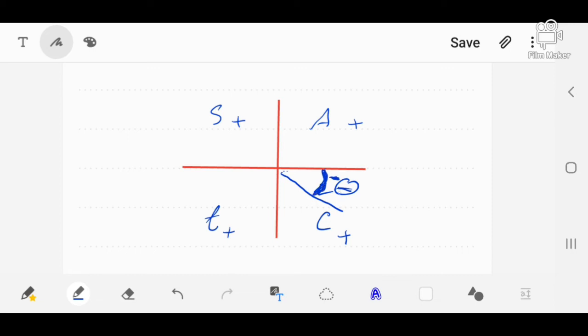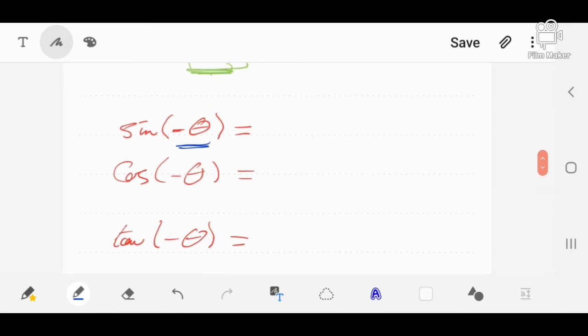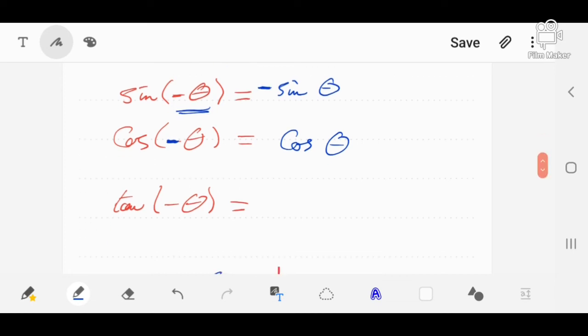Now in the fourth quadrant, only the cosine is positive, which means cosine negative theta is the same as cosine its reference theta. Sine negative theta is the same as sine its reference but negative. Tan negative theta is the same as tan its reference angle but negative, since we are talking about an angle in the fourth quadrant. So this can be simply memorized. No need to memorize it actually, you can just figure it out.